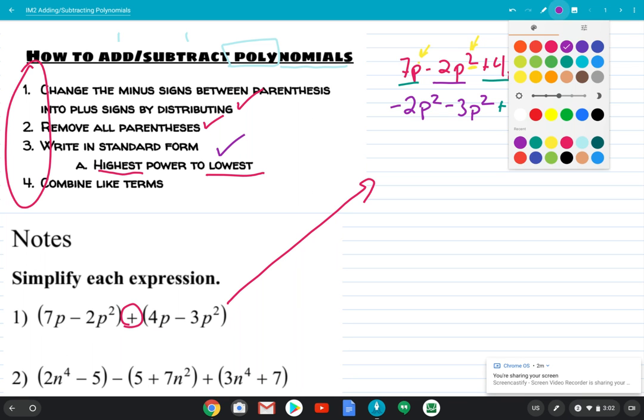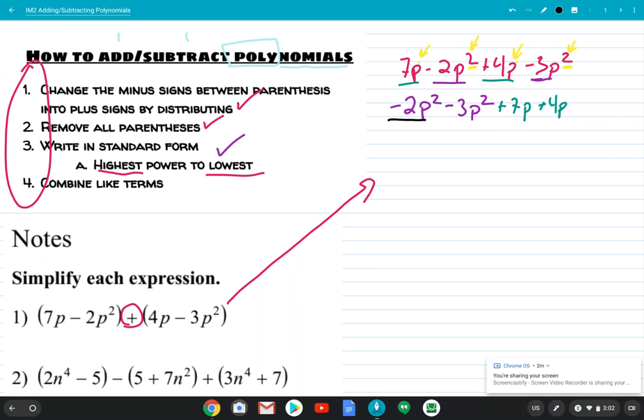Combine like terms. Combine like terms means I have to combine the ones that have the same variable, p, to the same power, 2. So negative 2p, take away 3 more, is negative 5p squared. The 7p plus the 4p means I've got 11 p's. That does not become p squared, because this is like saying I have 7 pizzas plus 4 more pizzas. I got a total of 11 pizzas, not 11 pizzas squared. This answer is finished: negative 5p squared plus 11p.